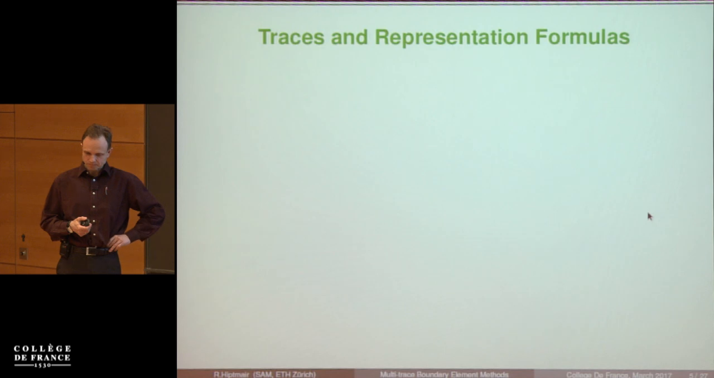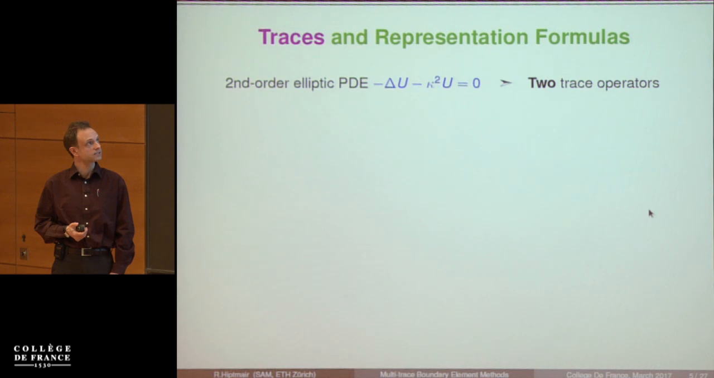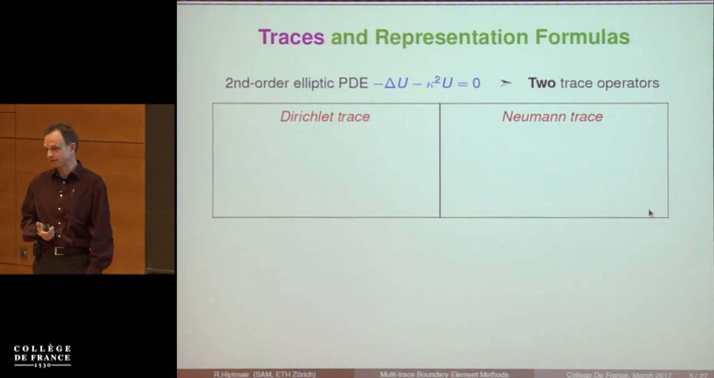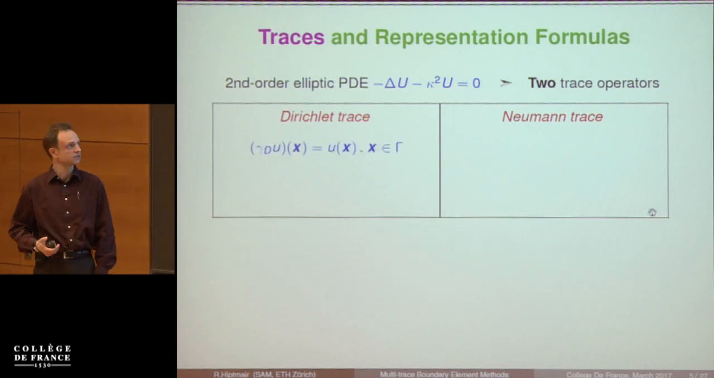So we need a few ingredients to build boundary integral equations. And the main ingredients are trace operators, so operators mapping from functions in a domain to the boundary, and representation formulas. Let me start with traces. For our second order PDEs, there are two fundamental trace operators that all of you know. It's the Dirichlet trace operator and the Neumann trace, corresponding to the fundamental types of boundary conditions.